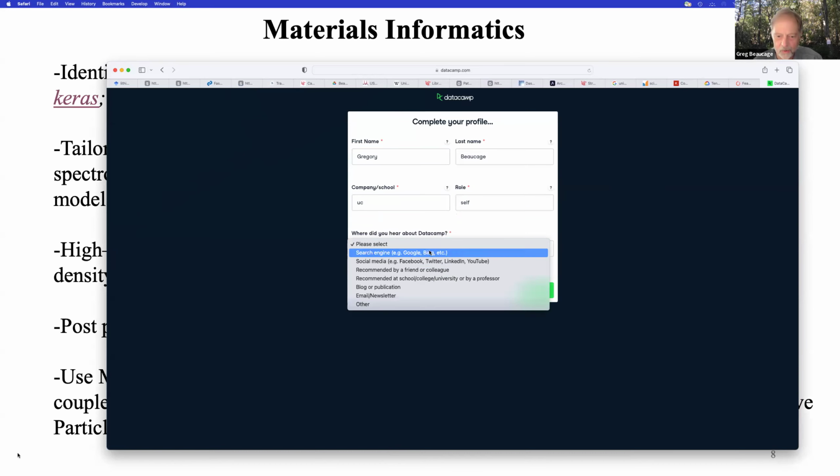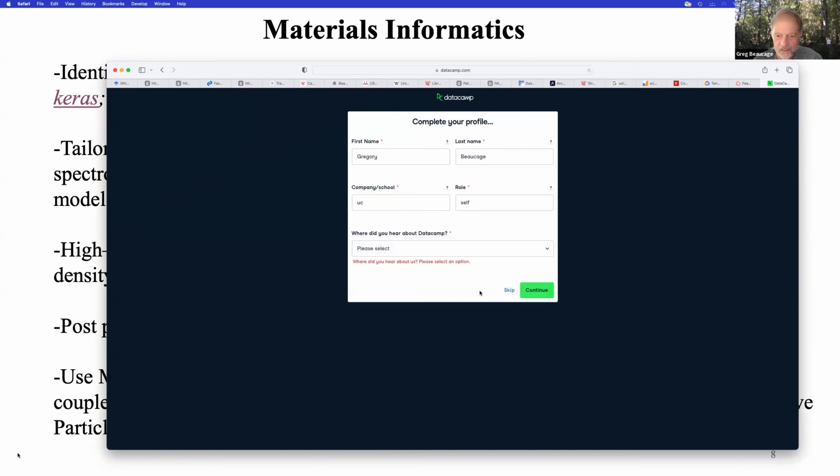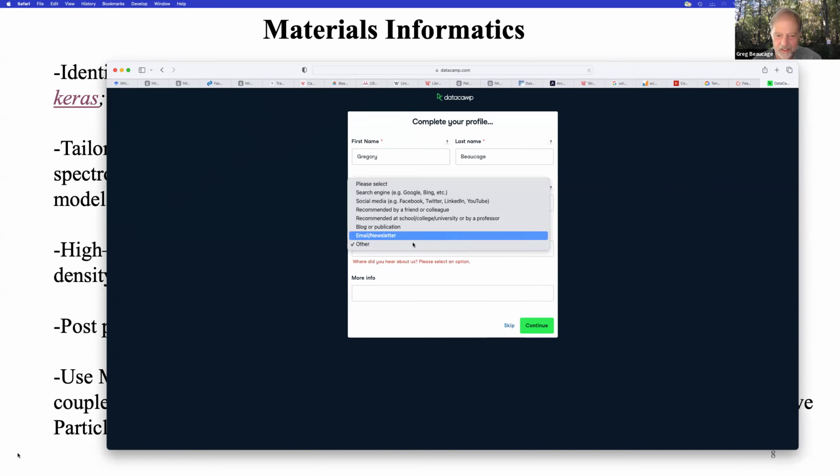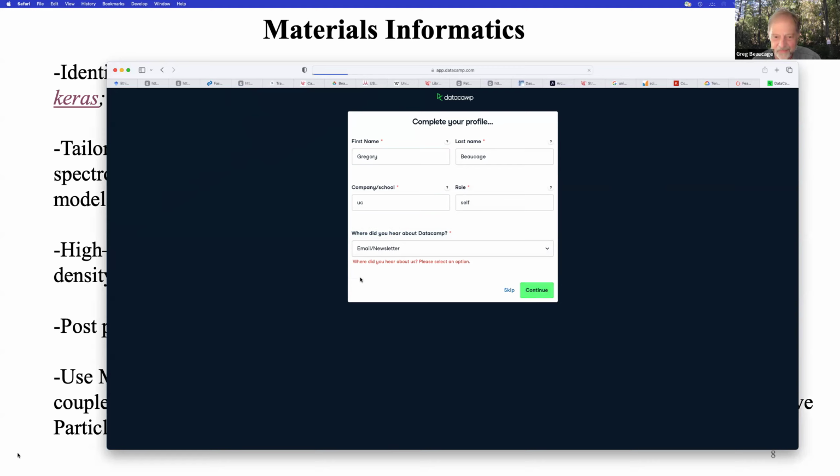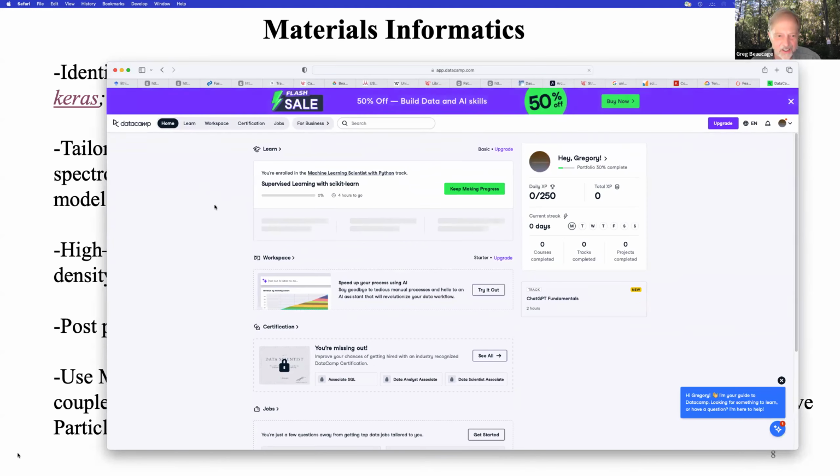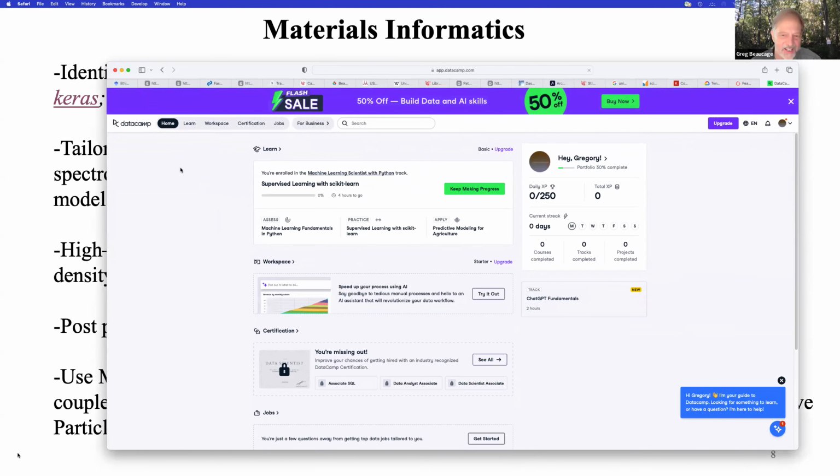All right, so other. Oh, if I say other, I have to do something else. Email and newsletter. They're collecting data to use in machine learning when they do that.